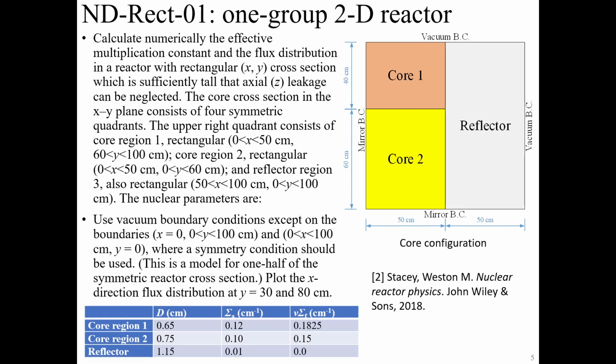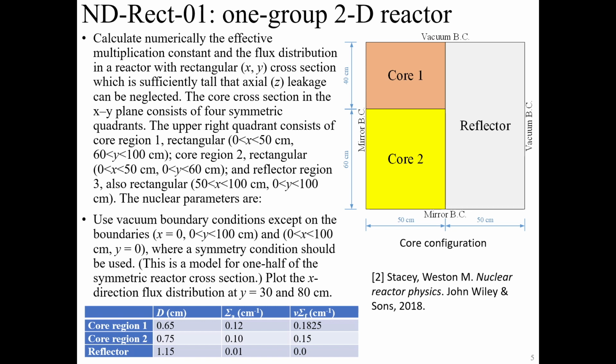Let us use one example to demonstrate how to solve this one-group two-dimensional neutron diffusion equation. This problem comes from Stacey's textbook as one of the homework problems. The original problem does not include this figure, so I just drew this figure for you. However, it is your responsibility to construct this core model based on the description.